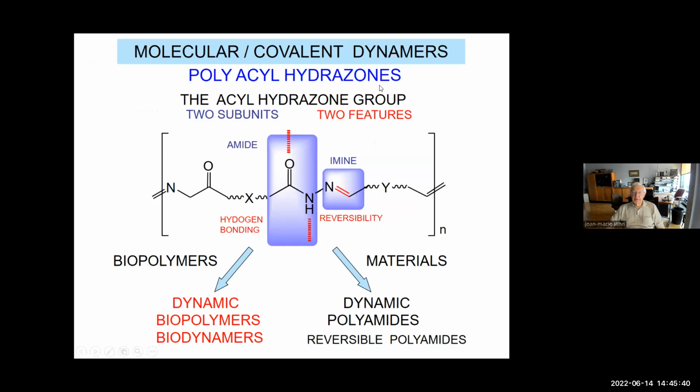Here is now this polyacylhydrazone. Now, not just the ethyl hydrazone groups, but the polyacylhydrazone, where I point out that thanks to the presence of this amide and imine, on one hand, we can think of making dynamic biopolymers, because this is a peptide bond, this CONH. And thanks to this unit, this imine, one can make them dynamic. So this is either on the biological side, biopolymers which are dynamic, or on the materials side, dynamic polyamides. For instance, making nylon, but a dynamic nylon, a nylon which has imines in addition to the normal nylon structure.